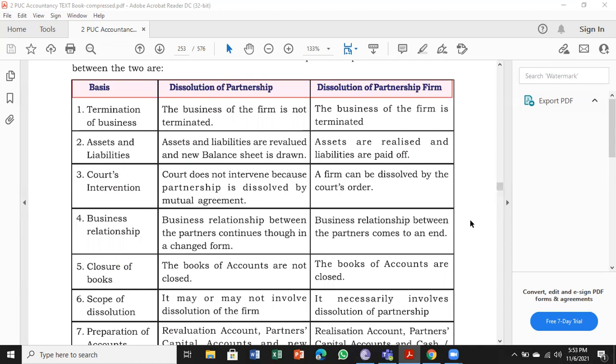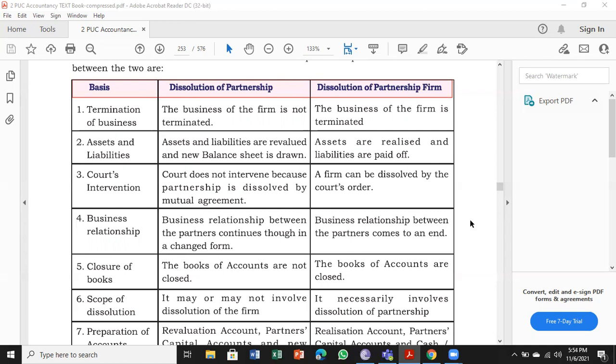Then, based on assets and liabilities, in dissolution of firm, the assets are sold. That means realized, or assets are converted into cash.